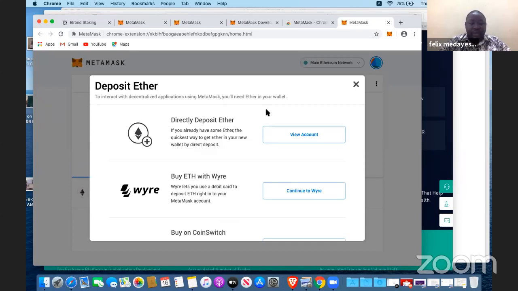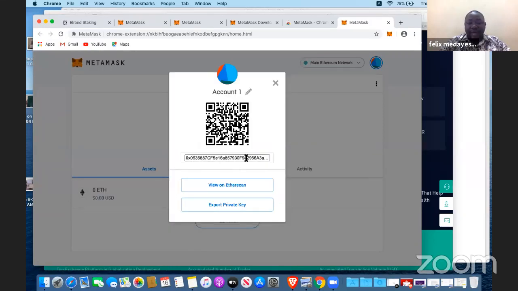So if you want to deposit Bitcoin from any place, you just click on view account, and you can see your wallet. So you can always click it. And it's showing the view on Etherscan. No, that is when you have done a transaction. But what you need to do for me, for each of your accounts, as you click on this account, see what it's saying? Export private key. Please click it and write down the private key for your MetaMask.